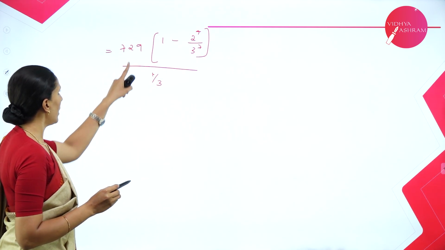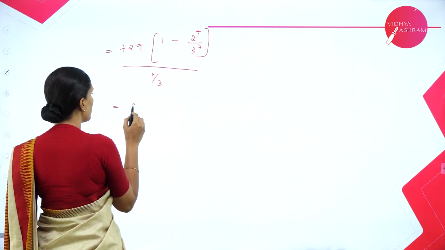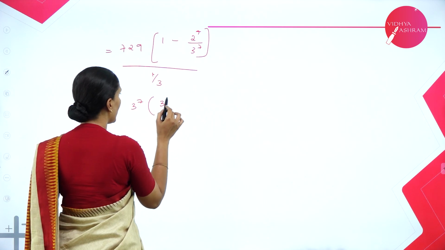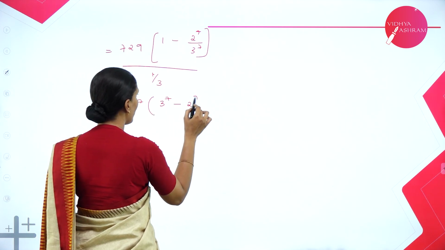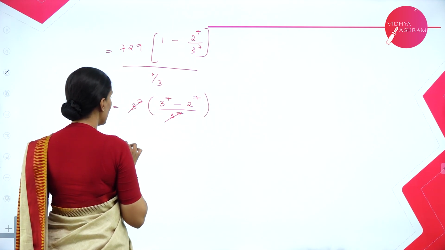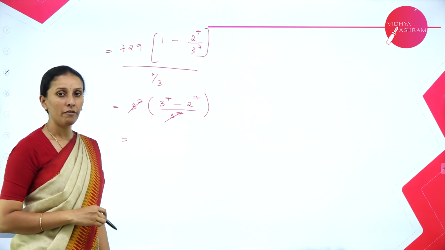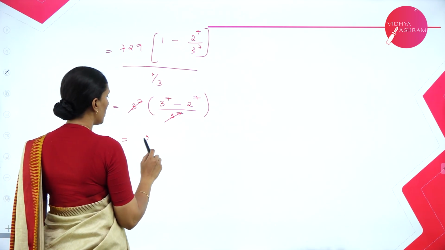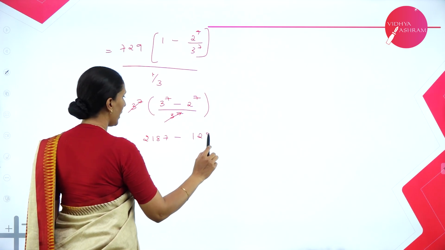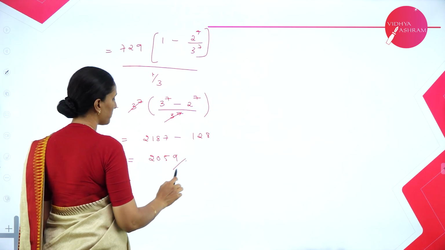We know 729 is 3 power 6. So 1 by 3 when it multiplies it becomes 3 power 7. And here if we evaluate this fraction, we'll get 3 power 7 minus 2 power 7 divided by 3 power 7. We can cancel this. So subtracting 2 power 7 from 3 power 7, that is 2187 minus 128. The value is equal to 2059.